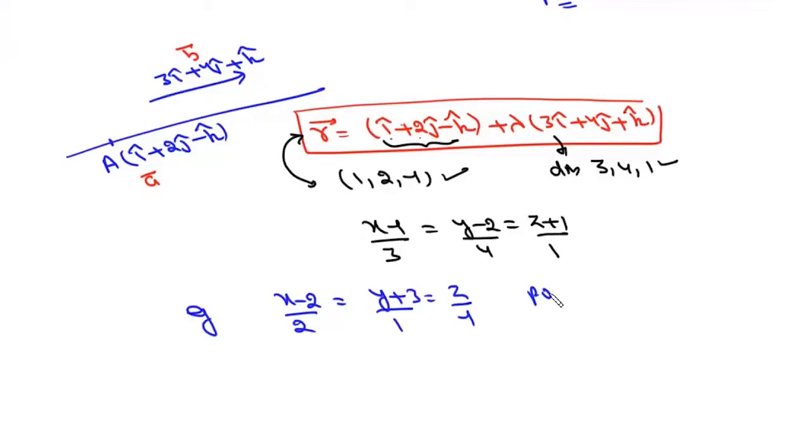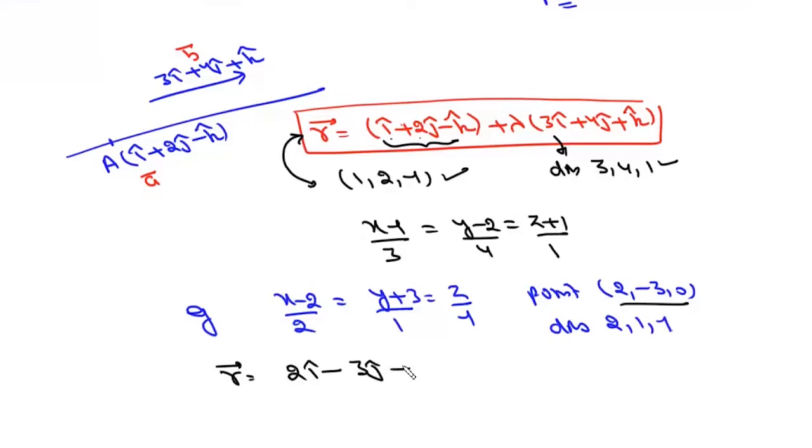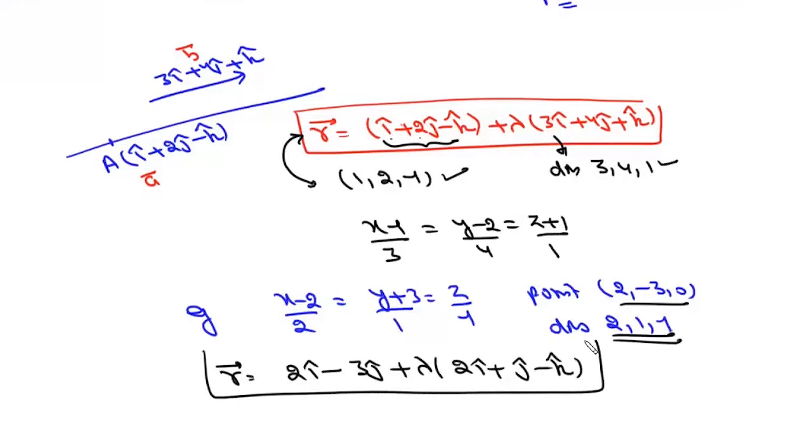And if we are given the equation in symmetrical form, say for example x minus 2, y plus 3, z upon 2, 1, minus 1, here the point is 2, minus 3, 0, and the direction ratios are 2, 1 and minus 1. So we can write the vector equation of this line as R equals A, which is this point, so it will be 2i minus 3j plus lambda times this direction vector, which is 2i plus j minus k. So we can always write the equation from Cartesian to vector and from vector to Cartesian.